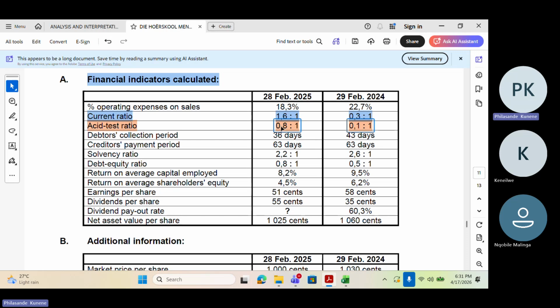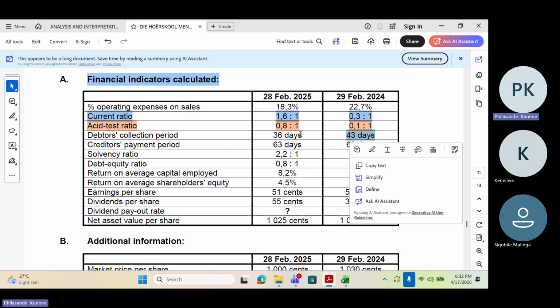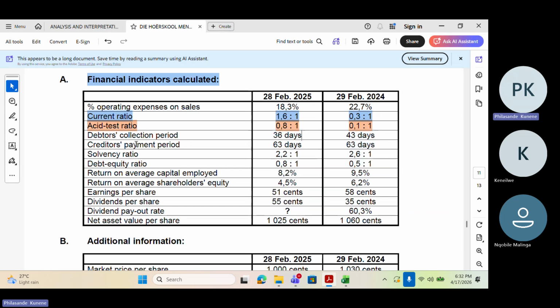Although we are still unable to meet our short-term obligations without relying on inventory, there is an improvement compared to previous year. Probably in 2026, we'll be in an even better position because we're almost there. You can see there was a huge improvement on the acid test ratio, although it's still not enough. Okay. Debtors collection period, it moved from 43 days to 36 days. You guys can see this one is an improvement, obviously.